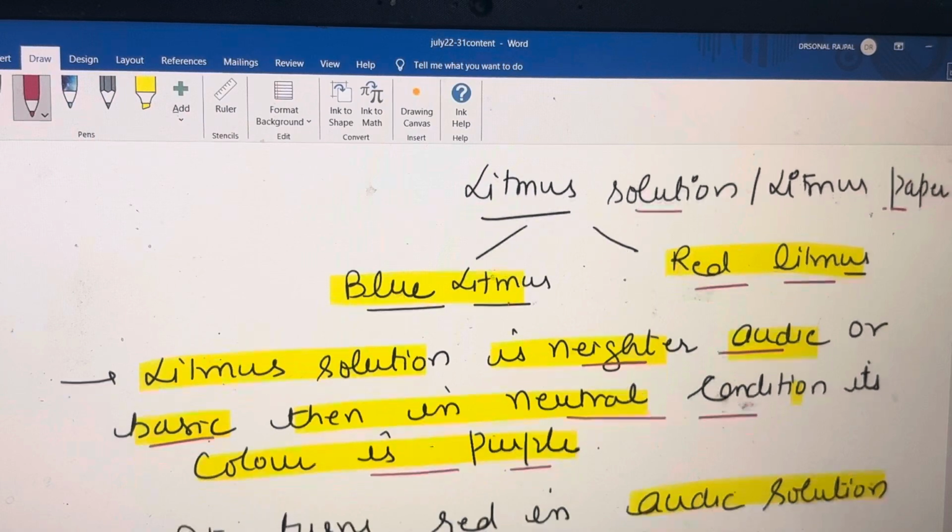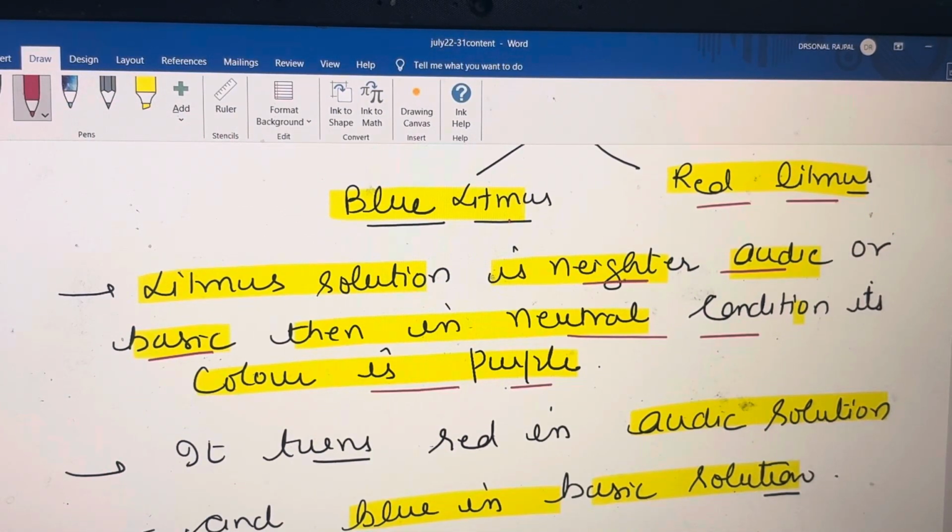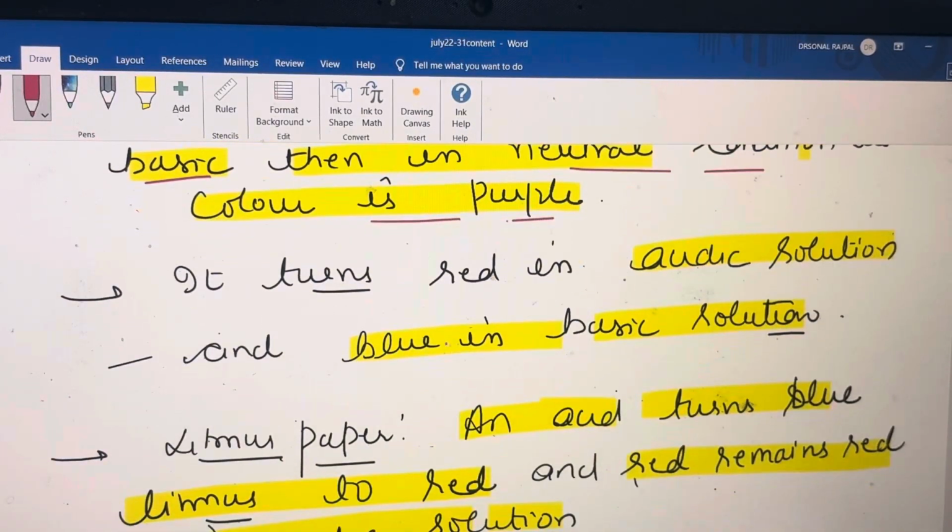It means that litmus in neutral condition has a purple color, and its color changes to red when you put it in an acidic solution, and the litmus color is blue in basic solution.